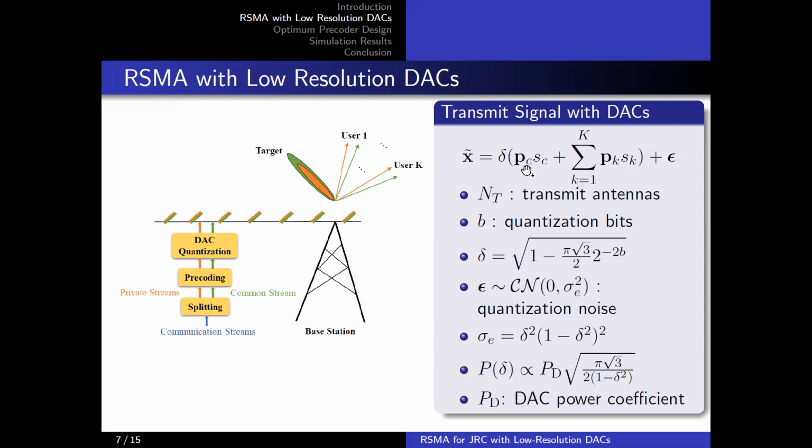The scaling factor and the additive noise variance are dependent on the number of quantization bits employed by a DAC. We assume that all DACs at the transmitter operate with the same number of bits. The power consumption of a single DAC is also dependent on the number of quantization bits and a DAC power consumption coefficient.